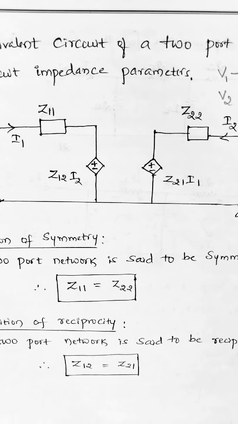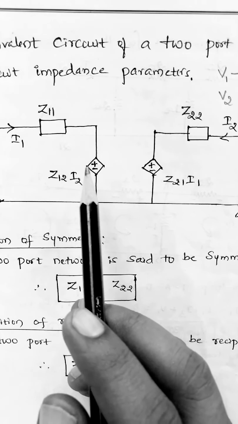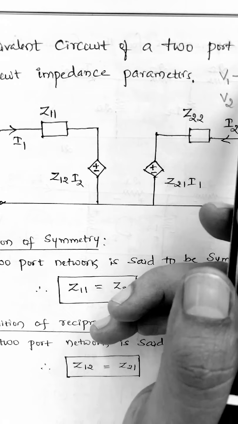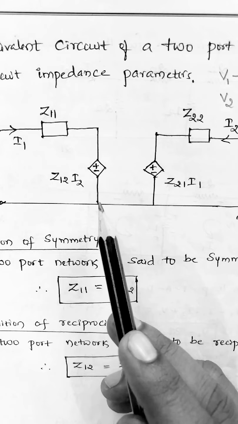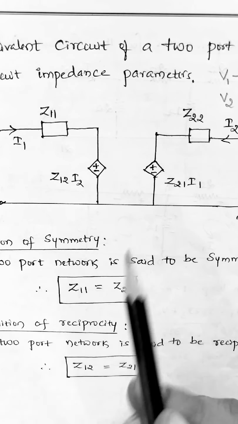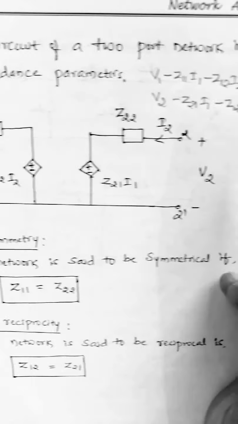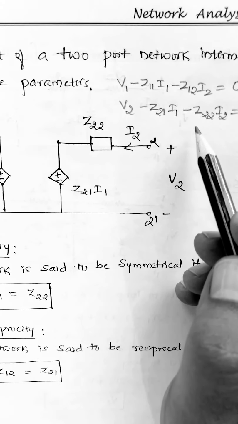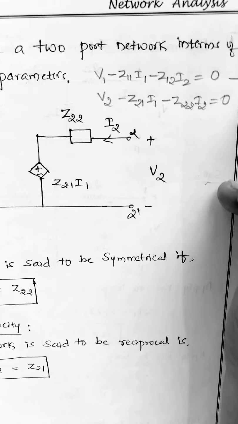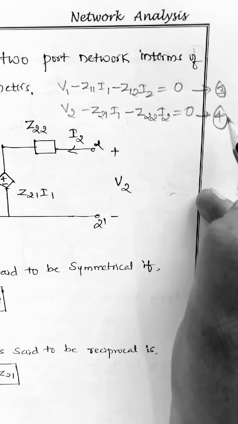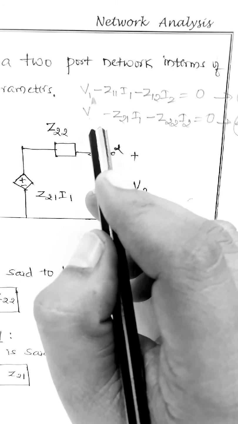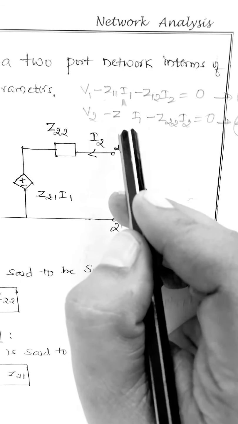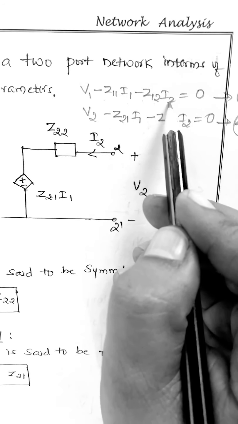Now we will discuss the equivalent circuit of Z parameters. See here, this is the equivalent circuit of a two-port network in terms of open circuit impedance parameters, or we can say in terms of Z parameters. With the help of equations 1 and 2, I am going to rewrite those two equations as equation 3 and equation 4. In the first equation, I will take all the RHS terms to the left side, and it becomes V1 minus Z11 into I1 minus Z12 into I2 equal to 0.